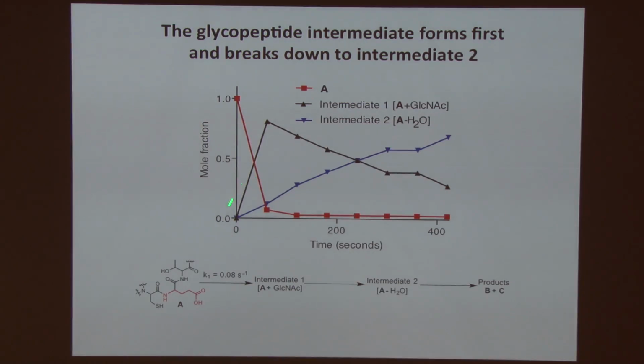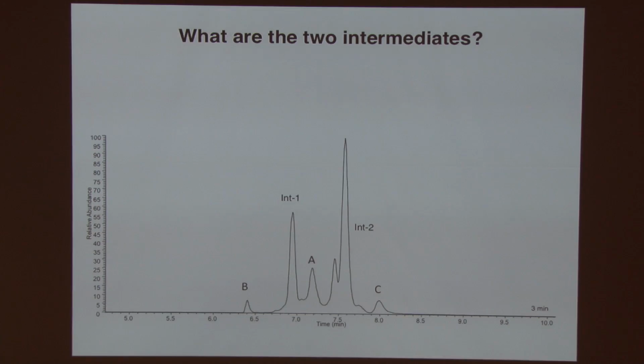And so if you carry out a series of experiments at different time points, you can see that the glycopeptide forms first and quite rapidly in the mutant, and then it breaks down and you begin to see this other intermediate. So this precedes the second intermediate. And so then the question, of course, is what are these 2 intermediates? And our hypothesis was that the glycopeptide intermediate was glycosylated on glutamate.